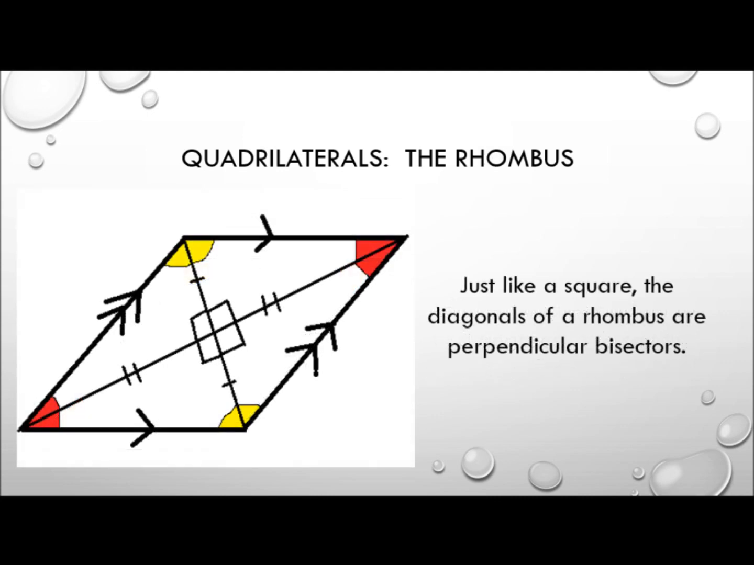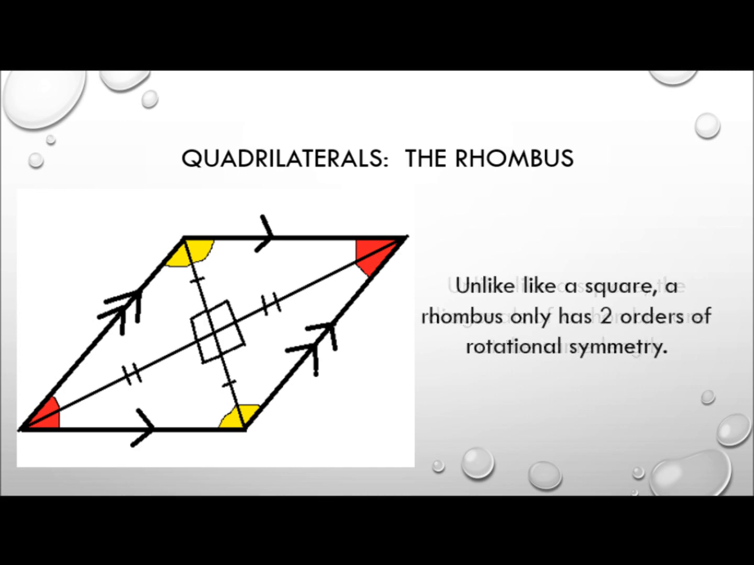Just like a square, the diagonals of a rhombus are perpendicular bisectors. That is to say, they chop each other in two and they intersect each other at 90 degrees. And when I say chop each other in two, I mean chop each other in two exactly equal halves. Unlike a square though, the diagonals of a rhombus are not the same length. And also, unlike a square, a rhombus only has two orders of rotational symmetry, or the order of rotational symmetry for a rhombus is 2.